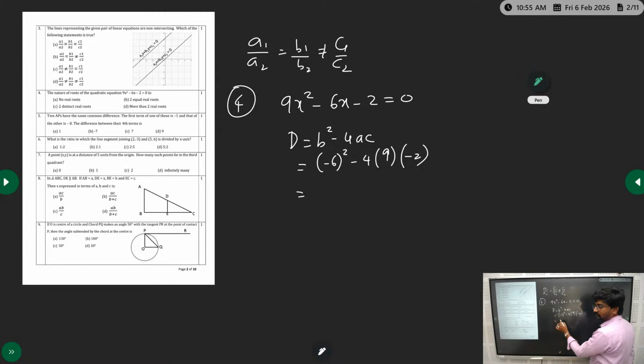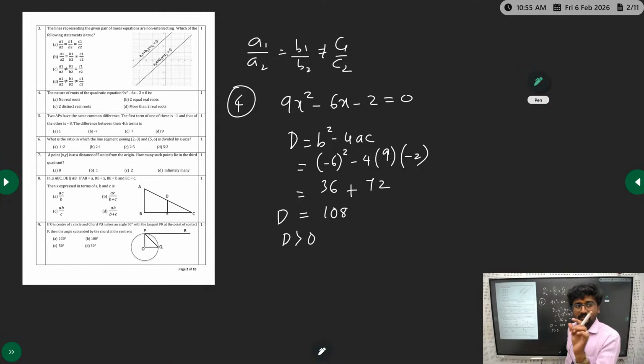Minus to the power of an even number is always positive. 6 square is 36. Okay. Minus into minus is plus. 8 nines are 72. 36 plus 72 is 108. Is D greater than 0? Yes. What is the statement for D greater than 0? Roots are real and unequal, which is nothing but two distinct roots. Both will be different. Okay, then which option? Option C, two distinct real roots. Okay, complete this.